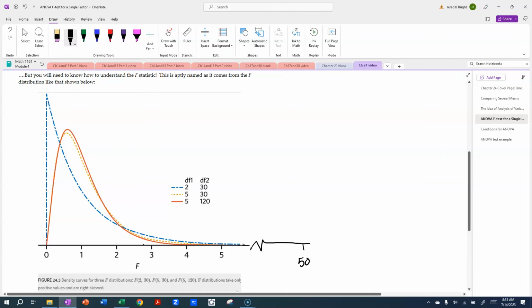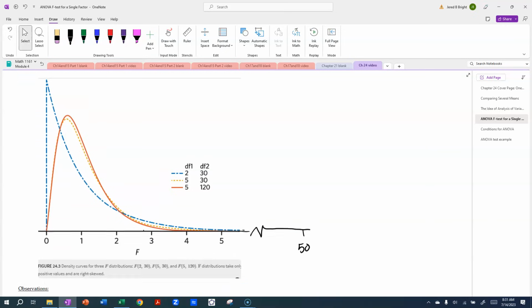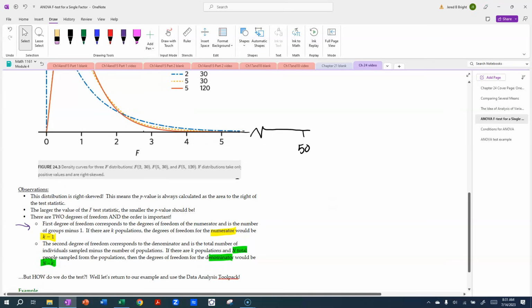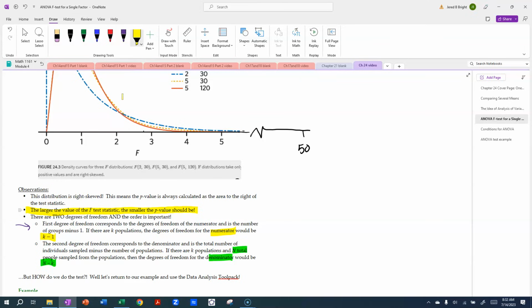Remember again, to determine the probability, to determine the p-value, would be the area under the curve after our test statistic. There's like nothing after 50. So that means our probability is going to be very, very close to 0. The main takeaway here is the larger the test statistic value, the smaller the p-value should be. Further away from 0 you are, the smaller the p-value should be.